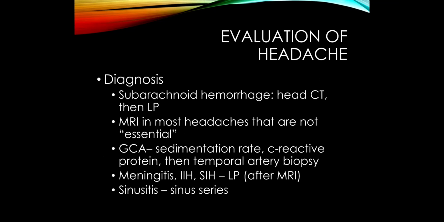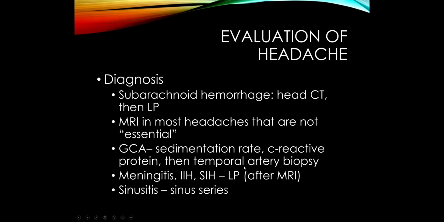All right, so we will have some opportunity here to go over case studies in headache, and I'll just make a couple of points on diagnosis here. If in a subarachnoid hemorrhage, we need to do a CT to look for the bleeding and then a lumbar puncture if the CT is normal. We're going to do an MRI scan in most headaches that are not just suggestive of a primary syndrome. So any kind of a secondary headache, we'll usually do an MRI. For giant cell arteritis, remember we do a SED rate and a C-reactive protein, then a temporal artery biopsy.